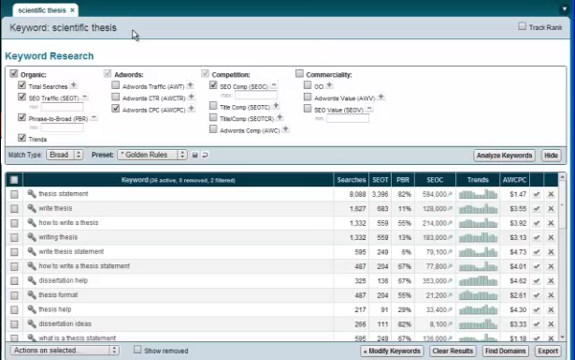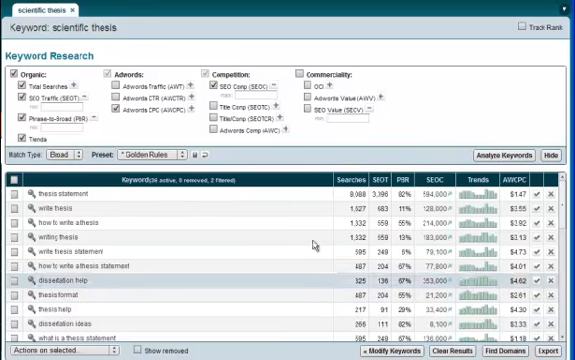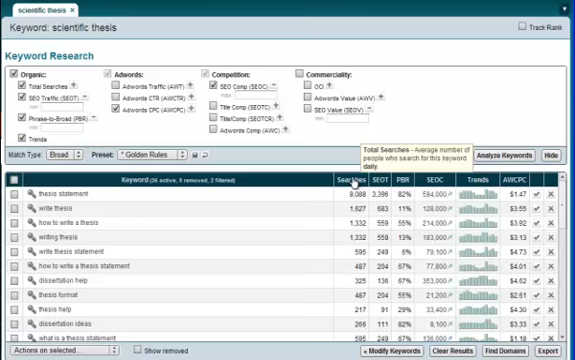And let me explain to you what some of these columns are, and I'll actually send you a spreadsheet with this also. But basically, in this column here, we have different keywords. For example, thesis format, that kind of thing. Then in this, we have the total amount of daily searches for this keyword.